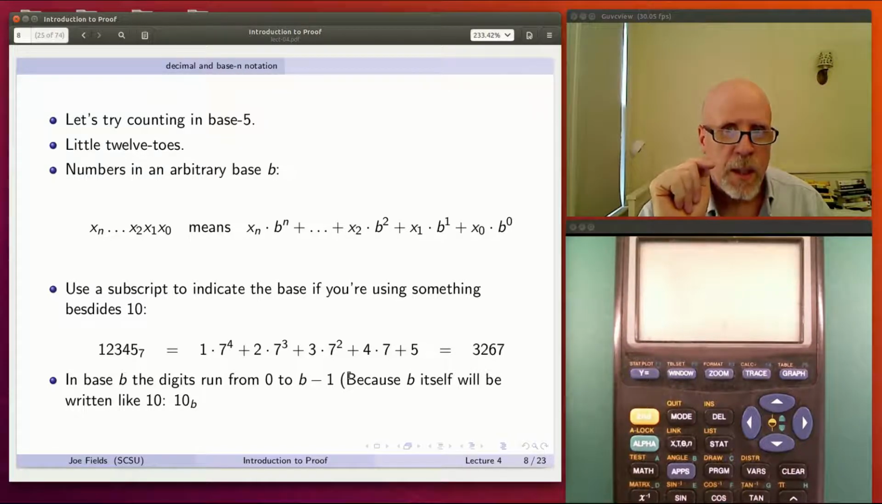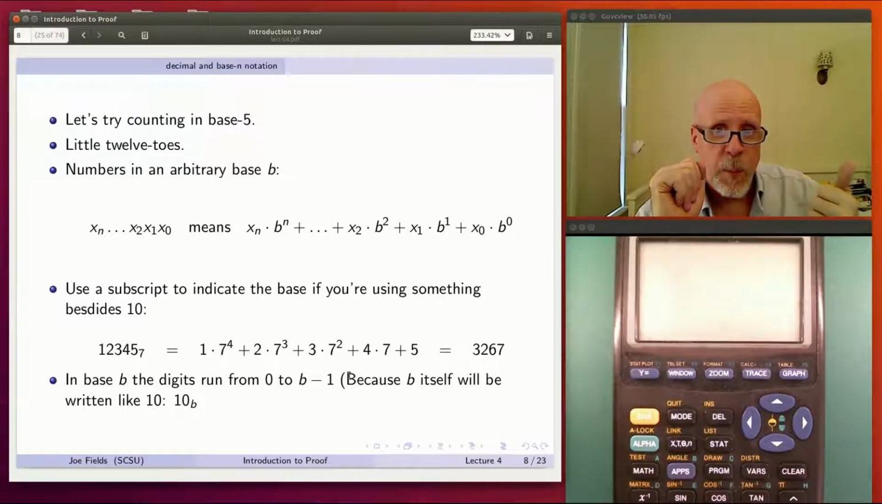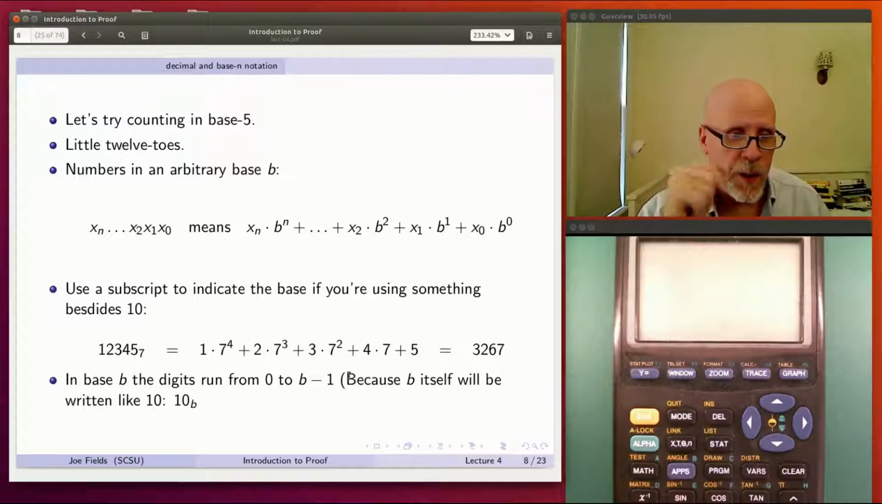The number that acts like 9 is the one that tells you, when you reach it, it's time to think about bumping up the next place as you go counting through numbers. Anyway, the base itself is written as 10 sub b, if you're using my advice of putting a b subscript on things.